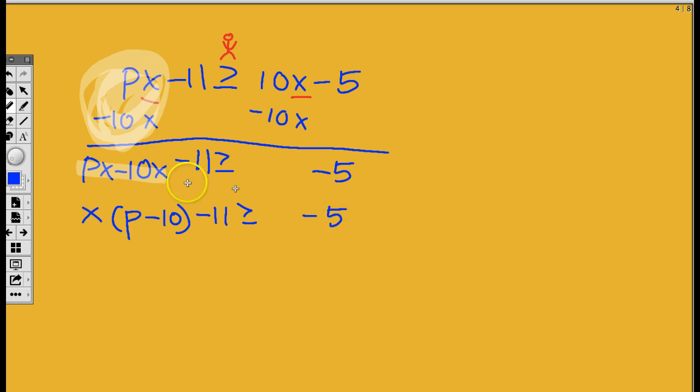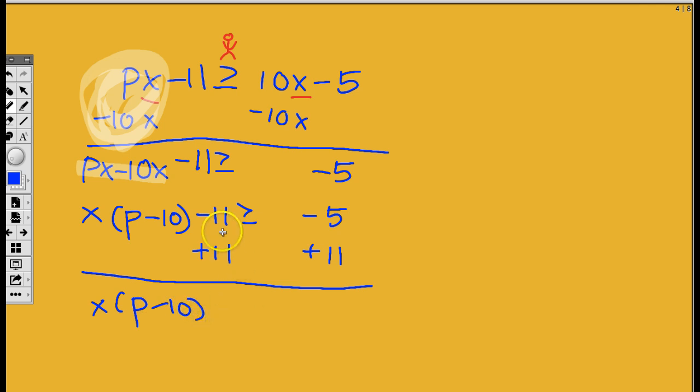Now again, if I want to leave the x by itself, I got to get rid of the negative 11, right? So what I'm going to do now is I'm going to add 11 to both sides. So then I have x times p minus 10, and then negative 11 plus 11 is 0. I copy this symbol over here, and negative 5 plus 11 is 6. I am not done yet because I still have to leave what? X by itself. And right next to x is what? P minus 10. This is the same as what? X times p minus 10.